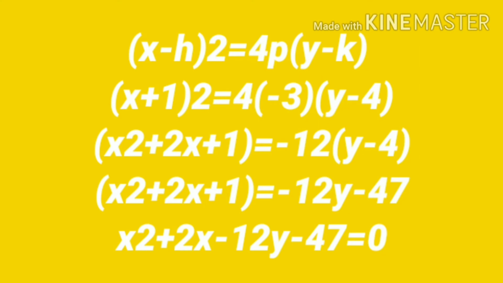Next, substitute the values and perform the necessary operations to have the standard equation. Now we can solve for the general equation. Consider the standard equation and expand the binomial. Distribute the constant term to the binomial, move all terms to one side and combine like terms to have the general equation of the parabola.